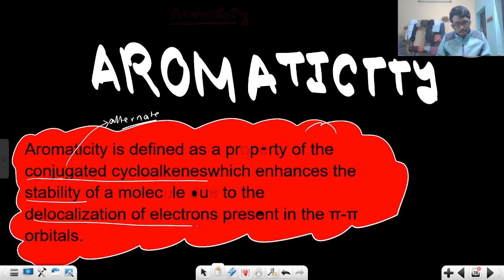So stability comes from delocalization of electrons present in the pi orbital. Entire delocalization will happen, entire ring complete delocalization will occur. Then it is aromaticity. Definition not required. Just know it: there is a property of the conjugated cycloalkenes to increase their stability due to complete delocalization of pi electrons. Clear?